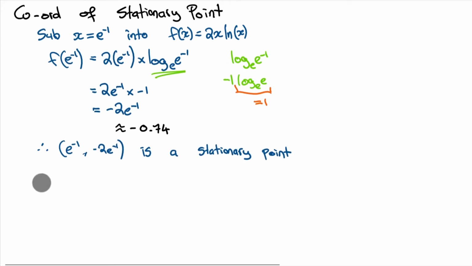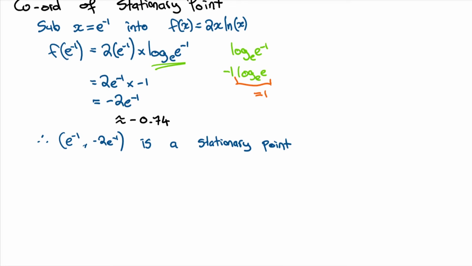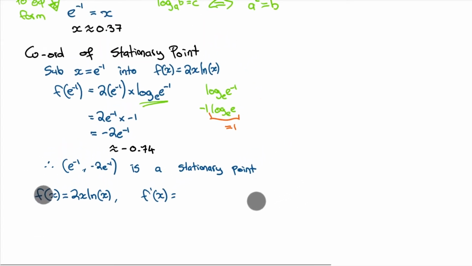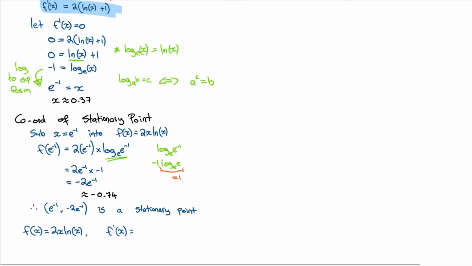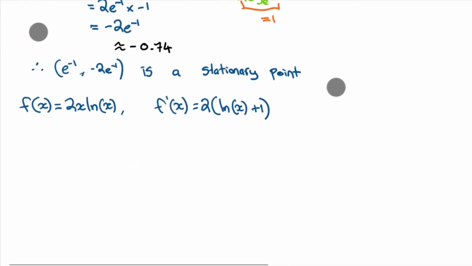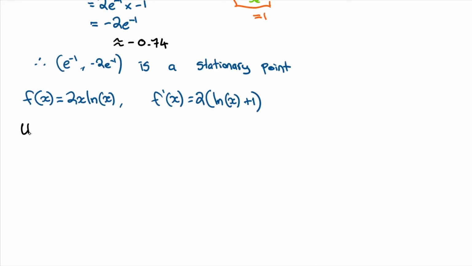Okay, and I will say that this is a stationary point. I need to determine the nature of this stationary point. So what I'm going to need to do is recognize that the function that I was dealing with is 2x natural log of x, and my derivative function was equal to, let's get it back up here, 2 outside of the log of x plus 1. That was my derivative function. And I'm going to use the first derivative test. What that's going to allow me to do is have a look at x points and see what their corresponding slope is.